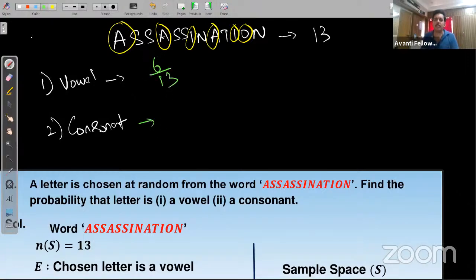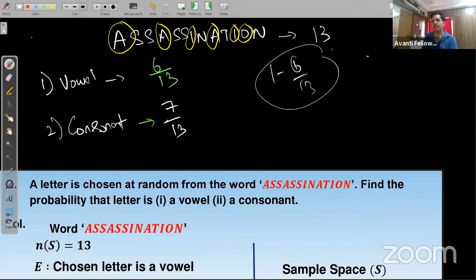Now what is consonant? Guys, come on, how many? The rest of the letters are consonants, right? 7 by 13. Or else you can do 1 minus 6 by 13 also, you'll get the answer. Clear everyone? It is 7, Chinmay. 7 by 13, okay? These are easy things, guys. Once you understand the question, it is very easy.